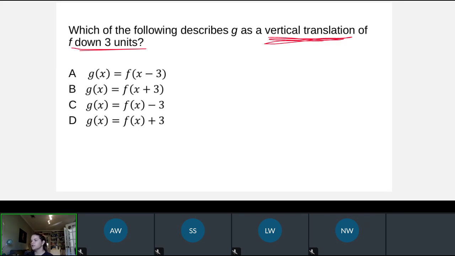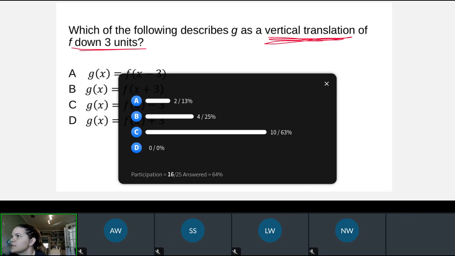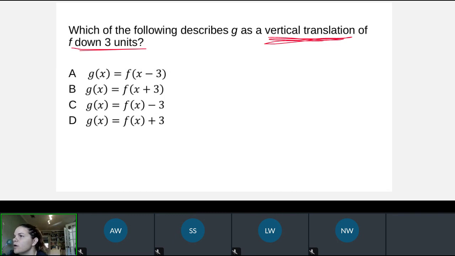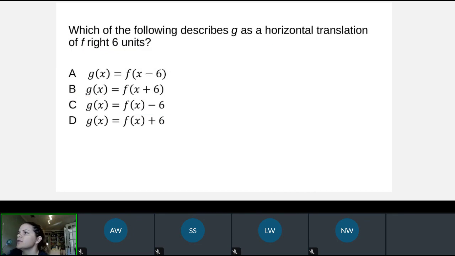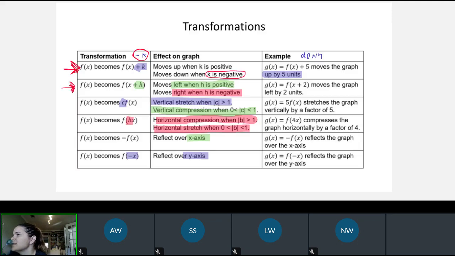All right. So the correct answer, which 60% of you got correct, is C. So we want to go down, which means we're subtracting 3 on the outside of the parentheses. Good job. Okay, let's do this one. What if we want to go horizontal translation to the right 6 units? Okay, we're going to the right 6 units. So this is going to happen inside the parentheses. This is happening to the input, but be careful because horizontal translations are kind of backwards. So it's going to go to the right when we're subtracting.